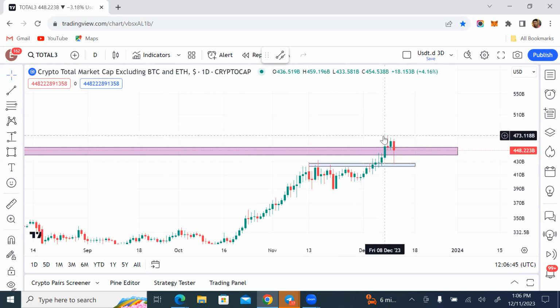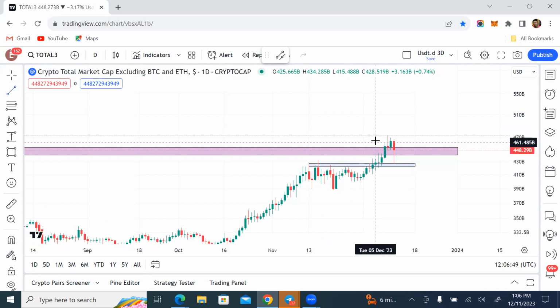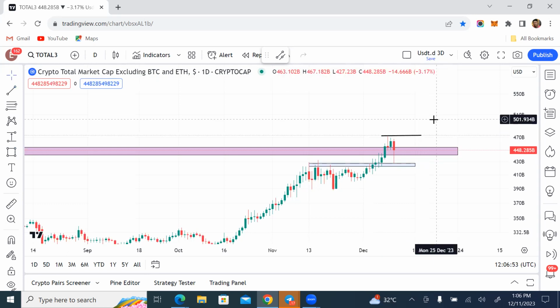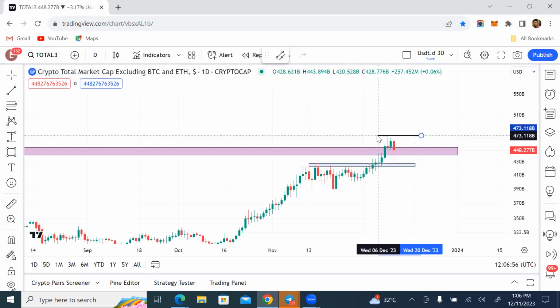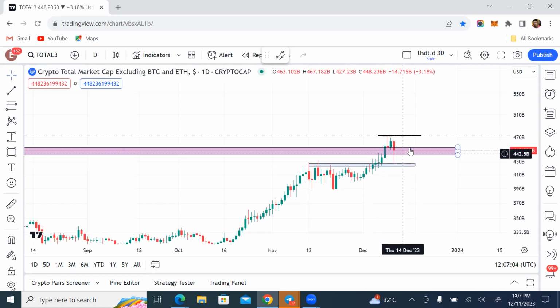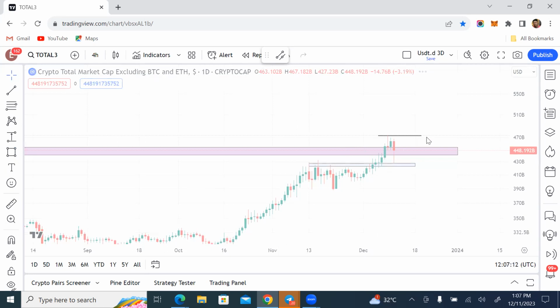So until we break above here, you have to be very patient. Until we have a break of structure above this level, I'm not considering this a bullish move yet. After a breakout, there must be some validity, and that is a break of structure after the breakout. If you don't have a break of structure after a breakout, I don't think that's actually a breakout. It's more like a false breakout.